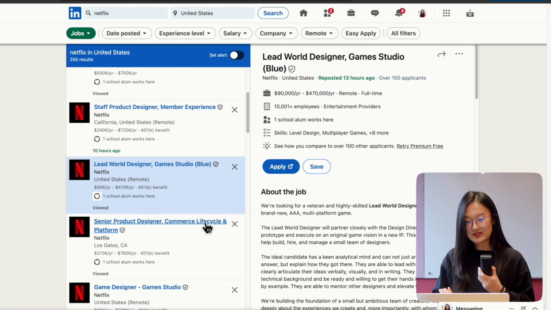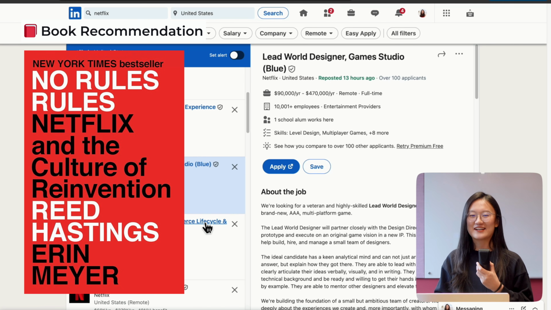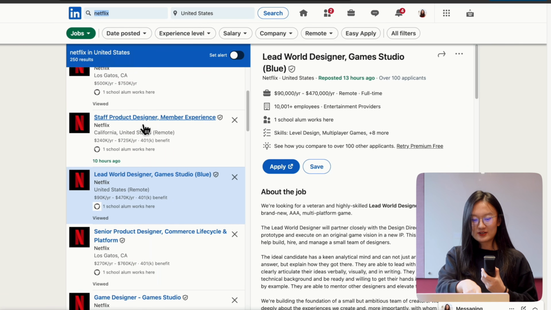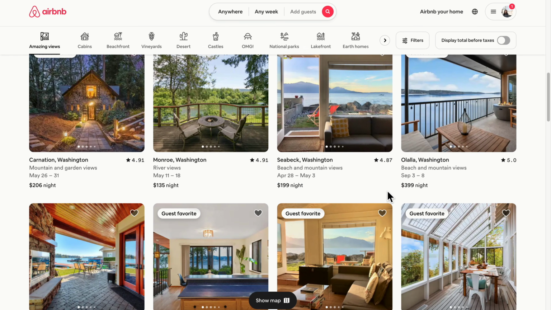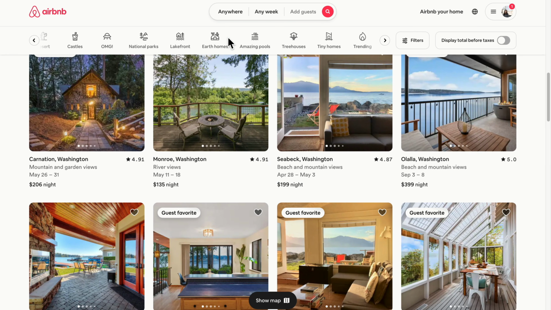Netflix is also famous for paying only in cash. And by the way, Netflix named their designers product designer. Let us talk about a different company. I don't know how much they pay designers, but I know their designers have extremely high power, and that is Airbnb.